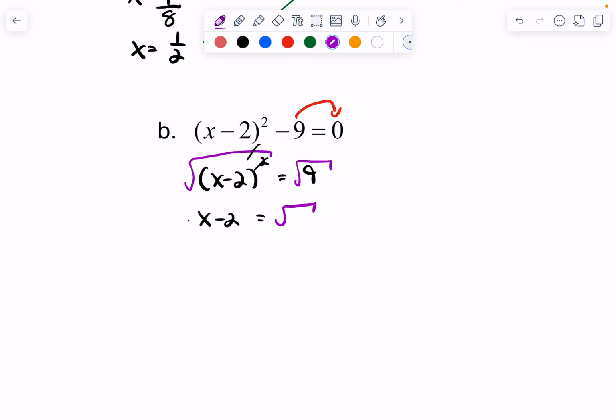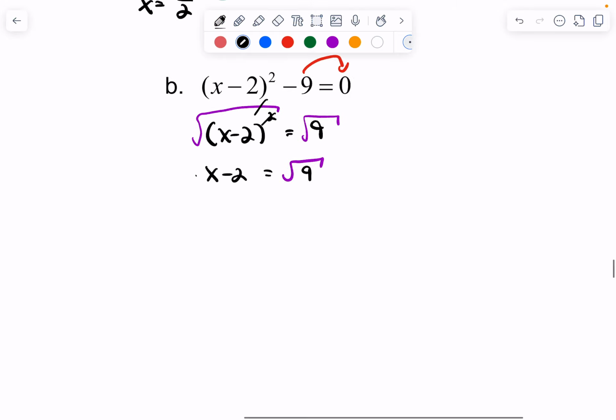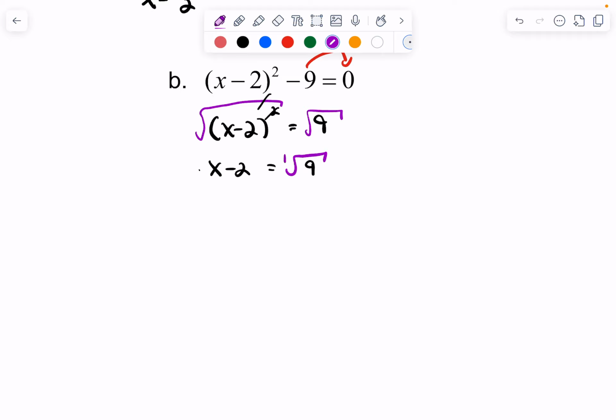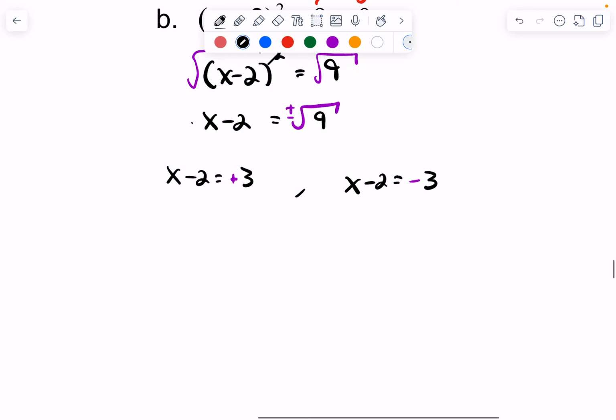I'm going to leave it as a square root of 9, because you have to remember that you're going to have a positive or a negative version. So the positive version would be x minus 2 equaling positive 3. That's one value. Or x minus 2 equaling negative 3. So then solve, bring the 2 over.